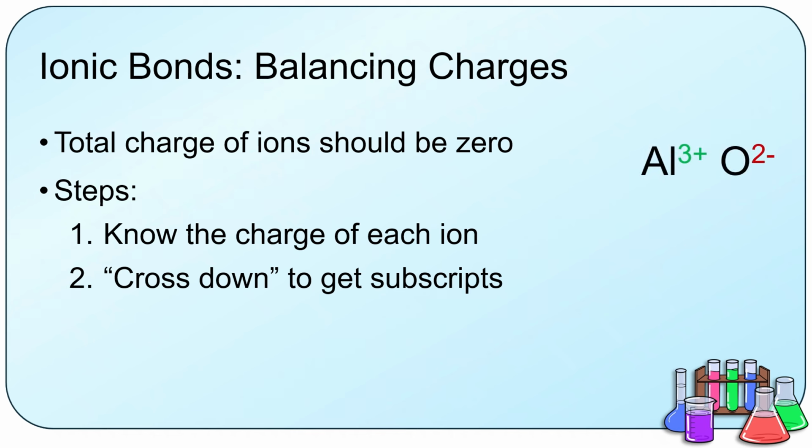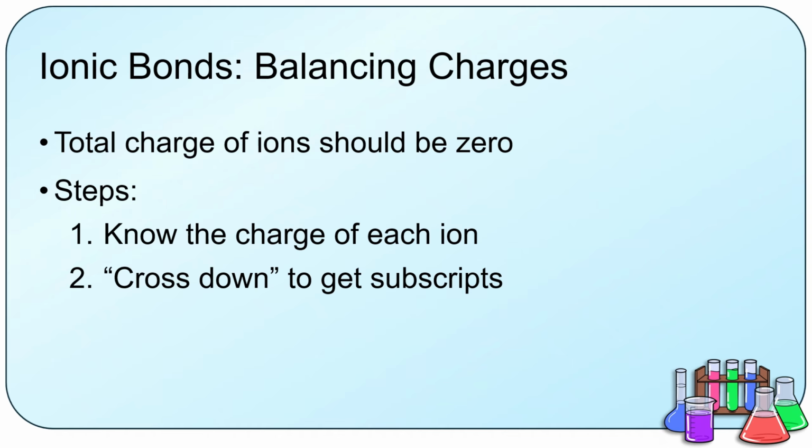Take aluminum and oxygen, for example. Based on the periodic table, aluminum has a 3+ charge and oxygen has a 2- charge. Now cross down. Give the 3 to the oxygen and the 2 to the aluminum. This is the chemical formula for the compound formed between aluminum and oxygen.